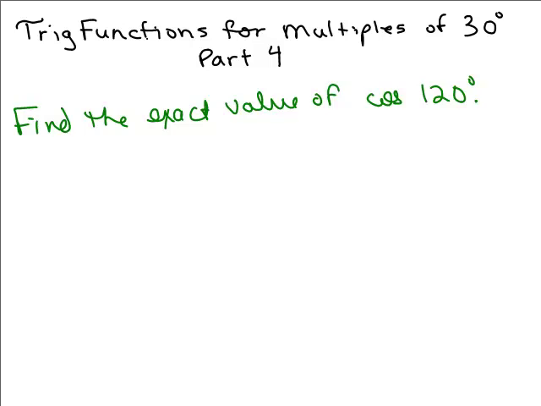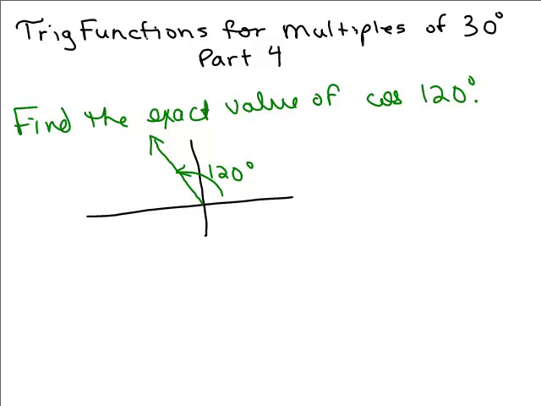Alright, this is part 4 of Trig Functions for multiples of 30 degrees. So we're just going to do a few more examples. Let's do this one: find the exact value of cosine of 120 degrees. We have to find 120 degrees. Remember, this is 90, so 30 degrees more than that is 120 degrees.